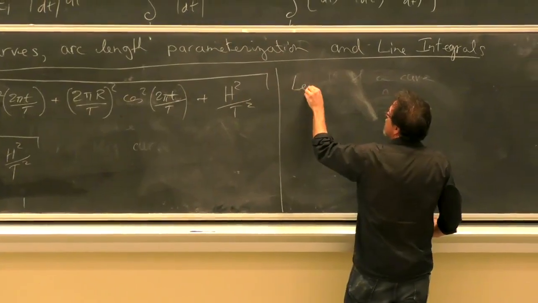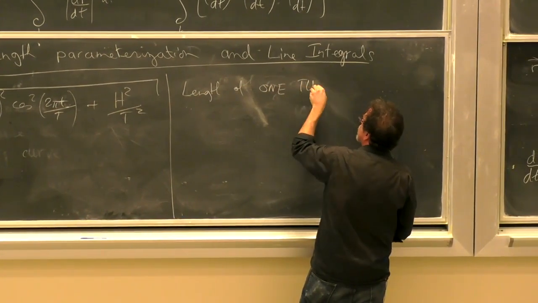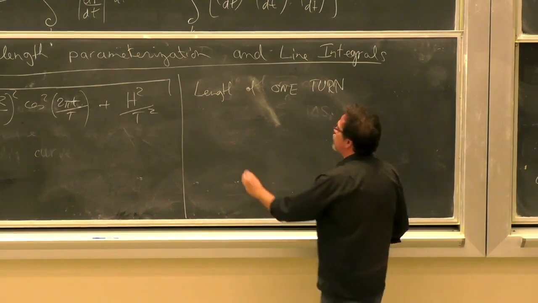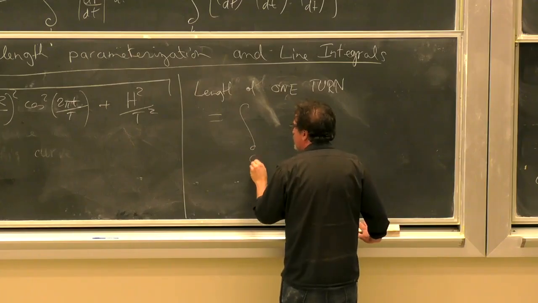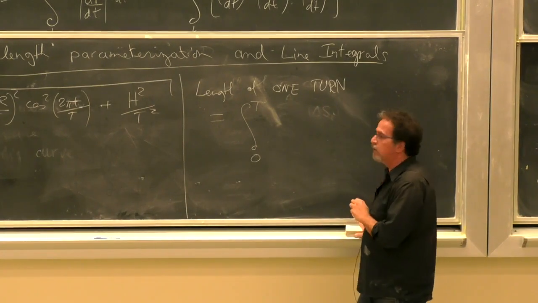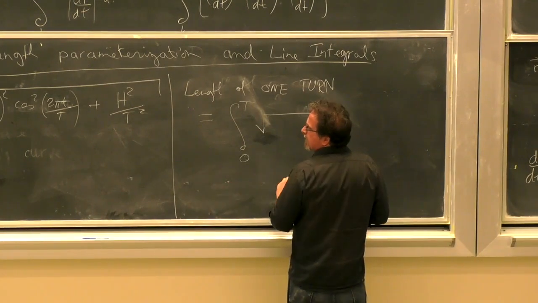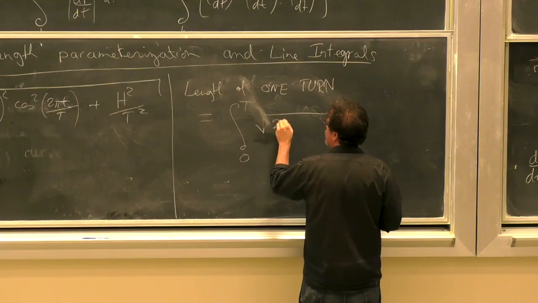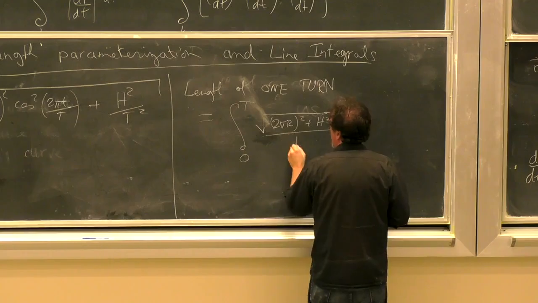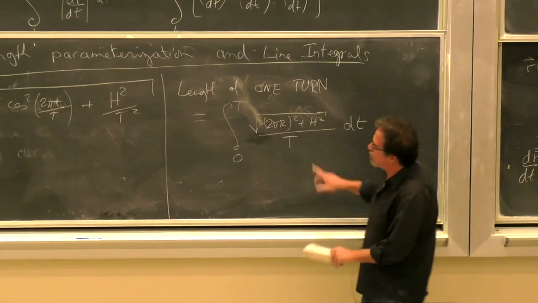So the length of one turn, let's just do one turn of the helix, okay? If you know how to do one turn, you can do 2 turns. You just multiply by 2. Length of one turn of the helix is equal to the integral from time t equals 0 to the period, capital T, of that expression. But look at that expression, by the way. Capital T is common to the denominator of that expression. So this is the square root of (2πr) squared plus h squared over capital T integrated with respect to little t. So I just factored that expression.